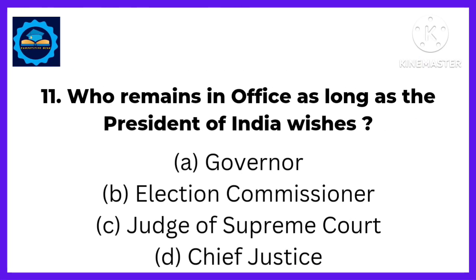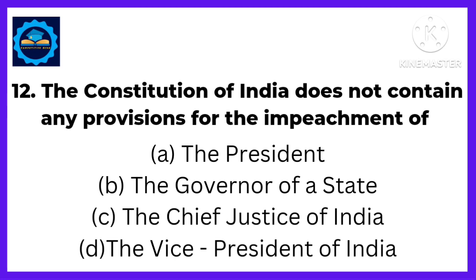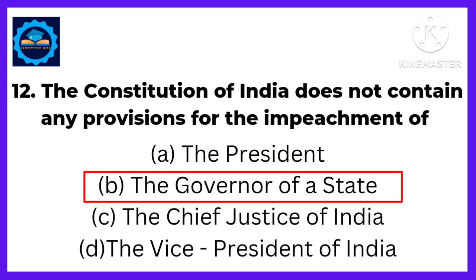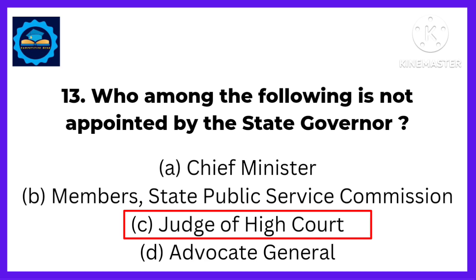Next, who remains in office as long as the President of India wishes? Answer: Governor. Next, the Constitution of India does not contain any provisions for the impeachment of whom? Answer: for the impeachment of the governor of a state. Next, who among the following is not appointed by the state governor? Answer: the judge of a high court is not appointed by the state governor, he is appointed by the president.